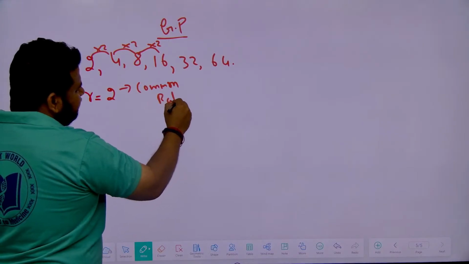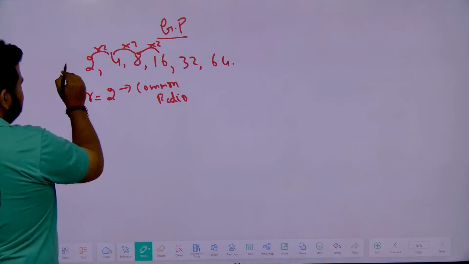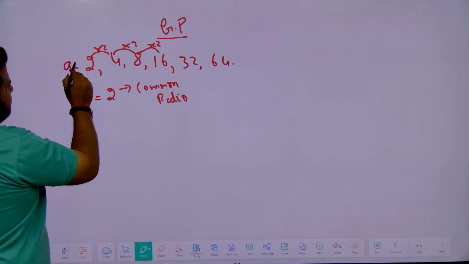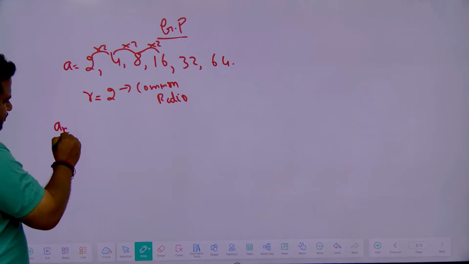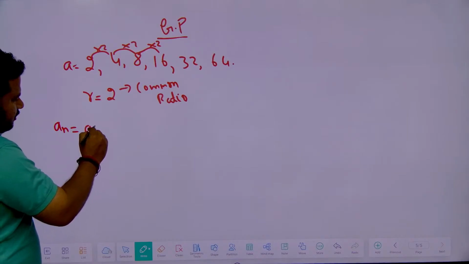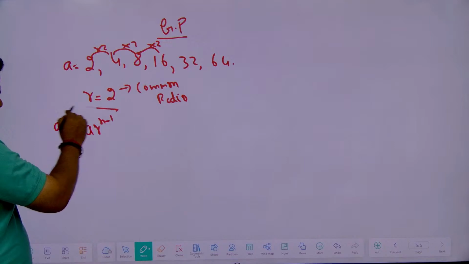So in AP, our focus will always be on a and d. Here in GP, our focus will be on a and r. Okay, a is what here? 2. Here also nth term will be there. What is the nth term? nth term is given by an is equal to a into r to the power of n minus 1. d won't come. a into r to the power of n minus 1.